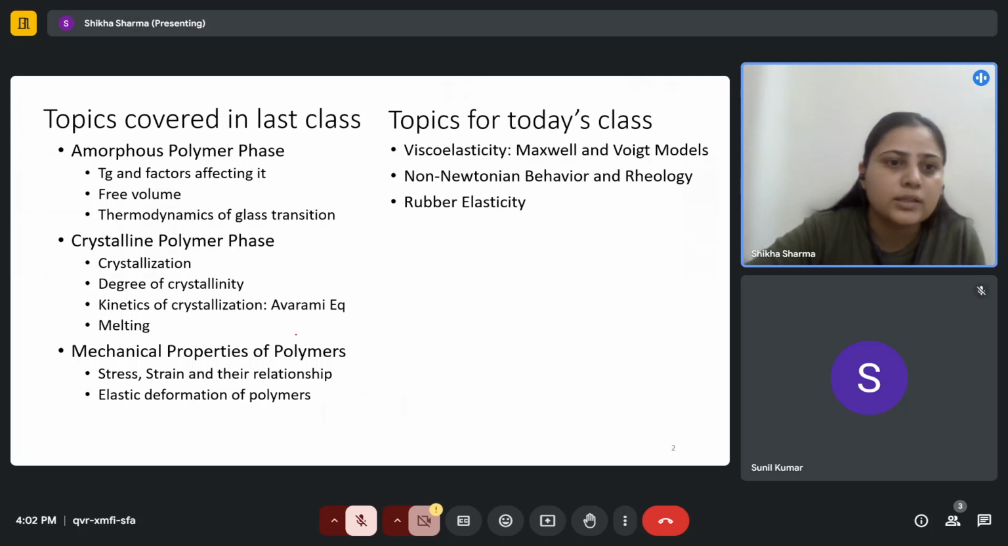And in the crystalline polymer phase, we understood how the crystallization happens with the help of nucleation and the growth, and how the spherulites will form, and what is its role in the structure of the crystalline polymer. And then we discussed how to calculate the degree of crystallinity by various different equipment. And then we discussed the kinetics of the crystallization using the Avrami equation.